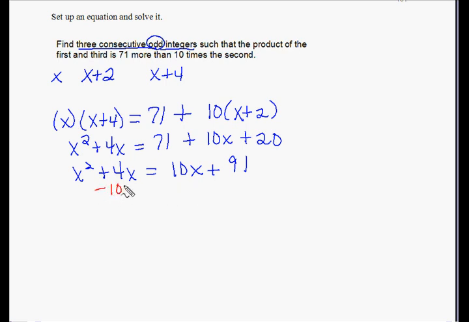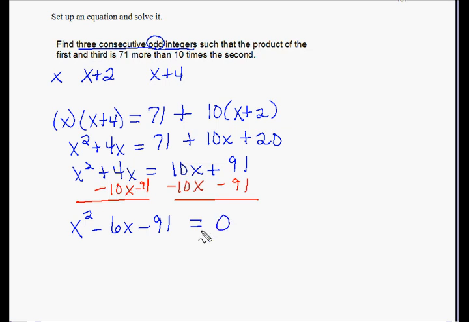We can add a negative 10x to both sides of the equation. But you notice we'll still have two variables, so let's also add a negative 91 to both sides of the equation. And that will leave us with x squared minus 6x minus 91 is equal to 0.